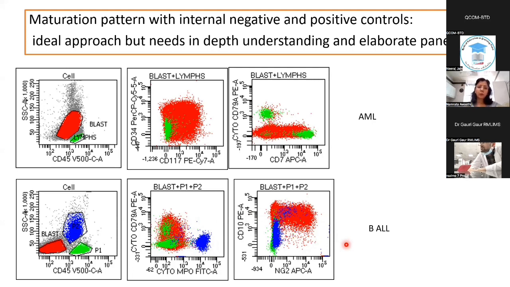So this is how we can look at the data. For the ease of understanding, I have used a lot of dot plots with quadrants. And I understand that as you all continue to look at more data, you'll be able to understand how to interpret these multicolor data.